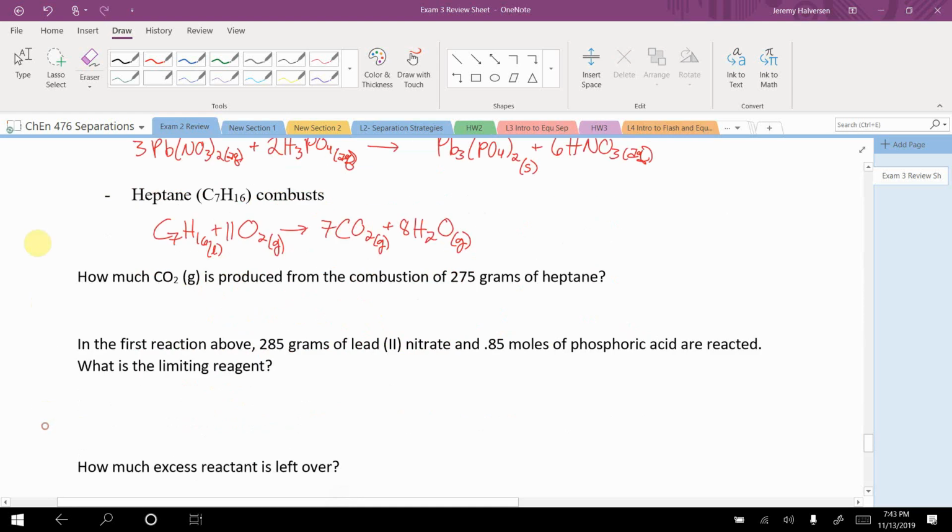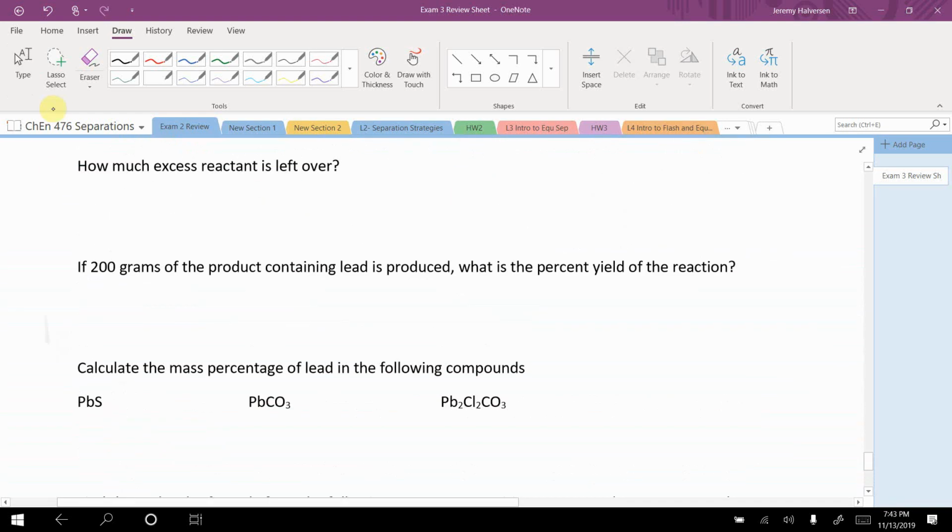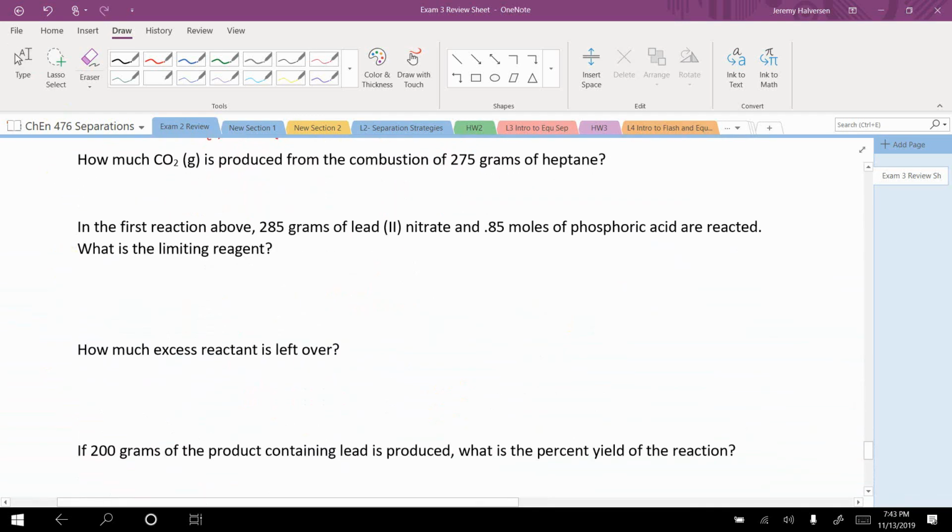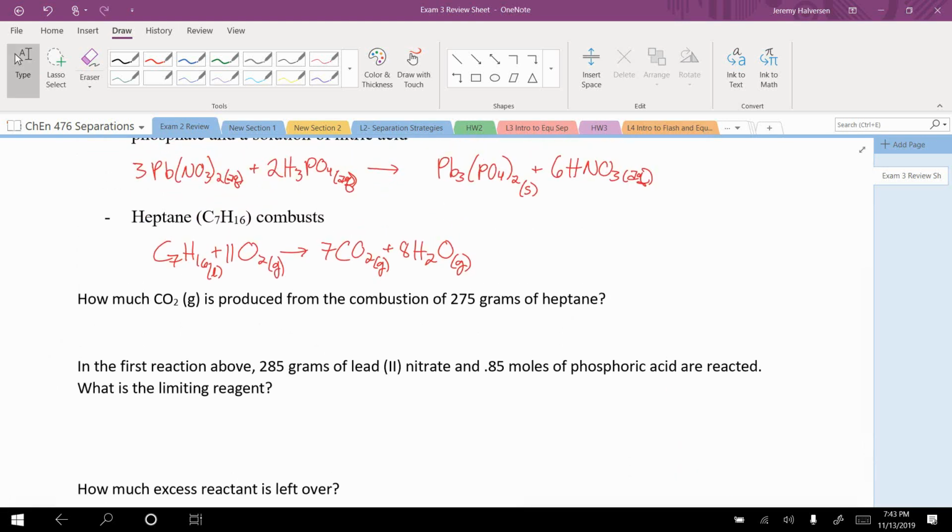All right, we're just going to go, shall we? You can get up and leave if you want, but we're just going to go. How much CO2 is produced from the combustion of 275 grams of heptane? Do you guys want to do this on your own? Okay, go.